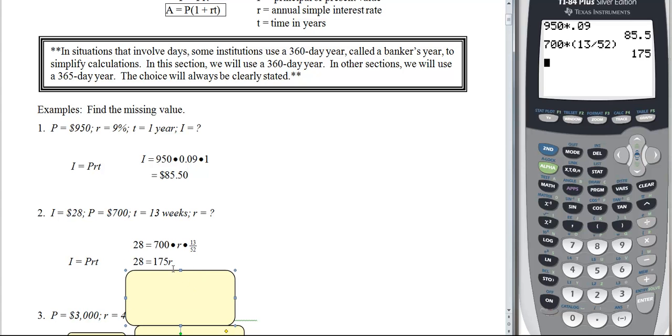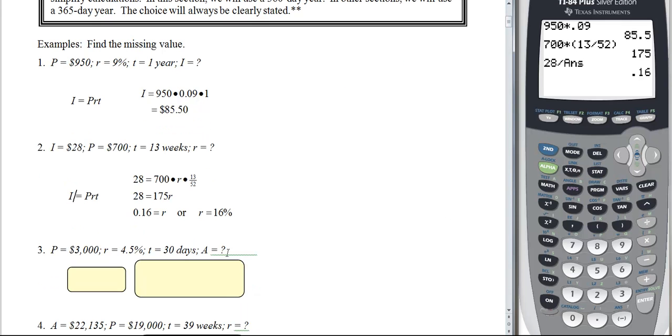Now for me to solve for R, I'm going to divide both sides by 175. So 28 divided by, now I could type in 175, but since it is a prior answer, if you do second and your negative symbol, it will pull the 175 down. We will be using that step in later problems, so you might try to get used to it. So it looks like my R is 0.16 or 16%.